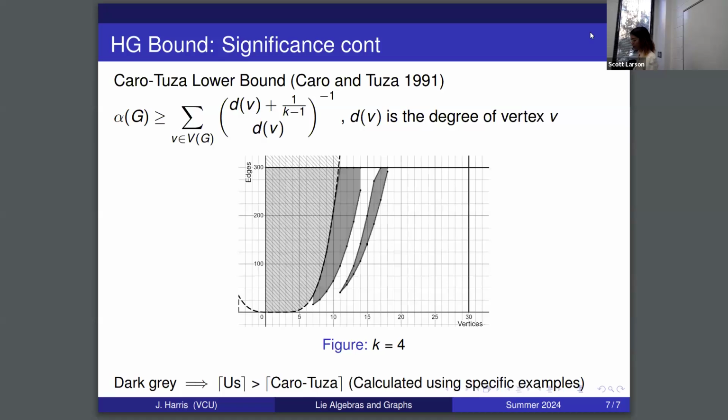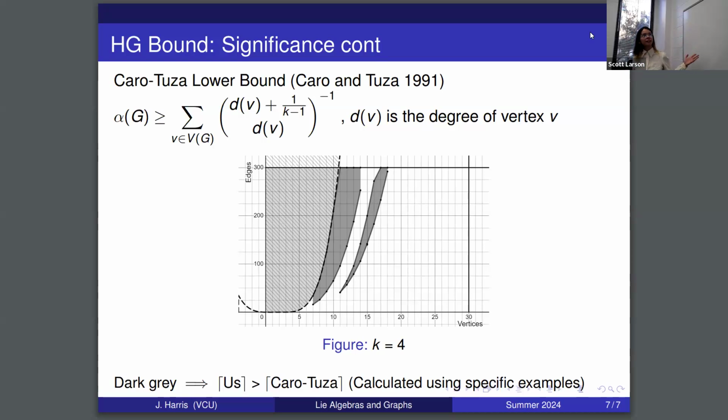Another bound for hypergraphs is the Karatuzza bound. This bound is actually calculated using the degree of vertices of the graph. So this isn't something that you can calculate so easily for whatever combination you want. That's why this was sampled, but you can still see those dark gray bands, patterns where, for at least the ones that we sampled, our bound ended up performing strictly better than the Cartesian bound.